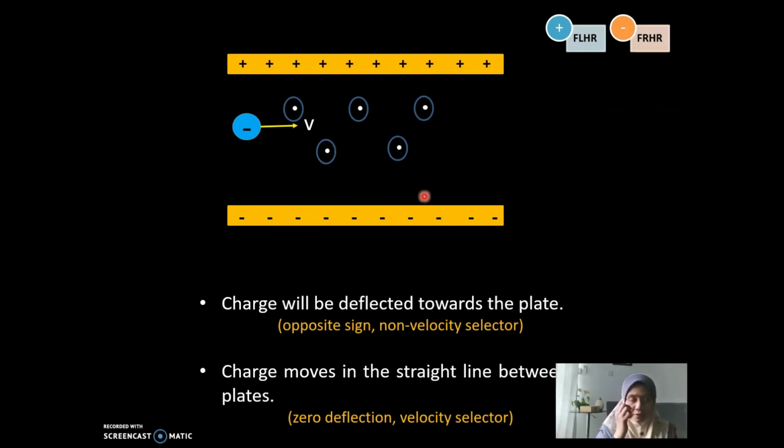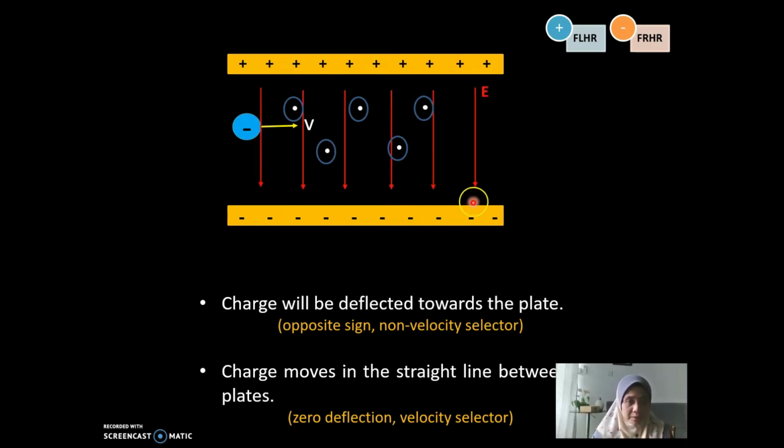Right, first apa yang kita kena lukis? Okay, direction of electric field. Electric field keluar daripada mana? Dia keluar daripada positive plate, dia pergi pada negative plate. Okay, dan satu, baru E. Now FE. Okay, charge negative, dia akan attract to positive plate. So kita akan dapat FE dia ke atas, upward.